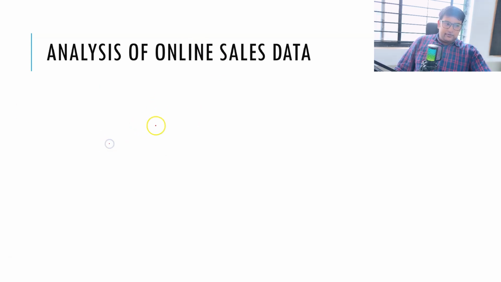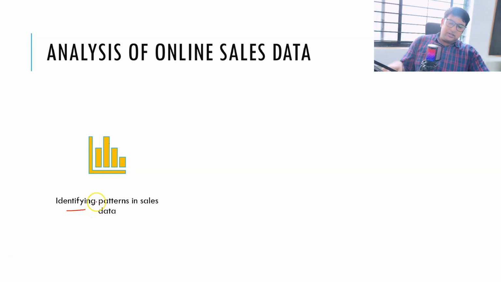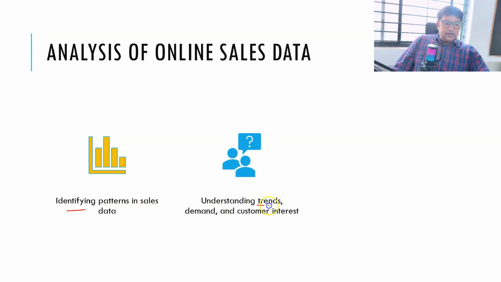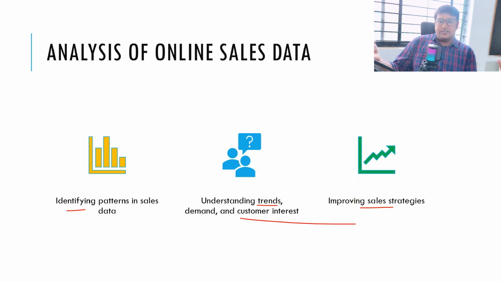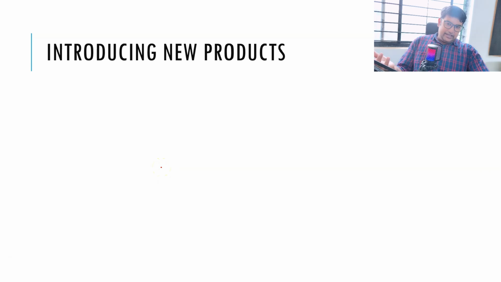Okay, then analysis of online sales data. As I mentioned, you will try to identify the pattern, like how many days before the festive season sales start picking up, going down, and so on. Then understanding the trends and demand, obviously customer interest. And finally, you will have an improved sales strategy. The example of city A and city B is a very common thing that businesses should use, but I don't know why a lot of businesses are not using it. Being tech savvy companies, they are not using it, but I believe they should start using it as soon as possible.